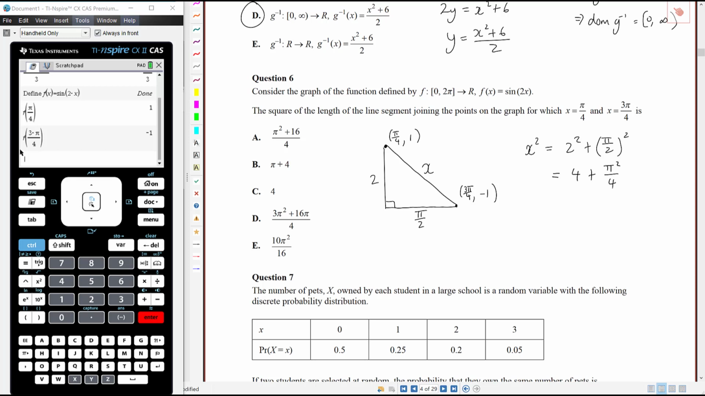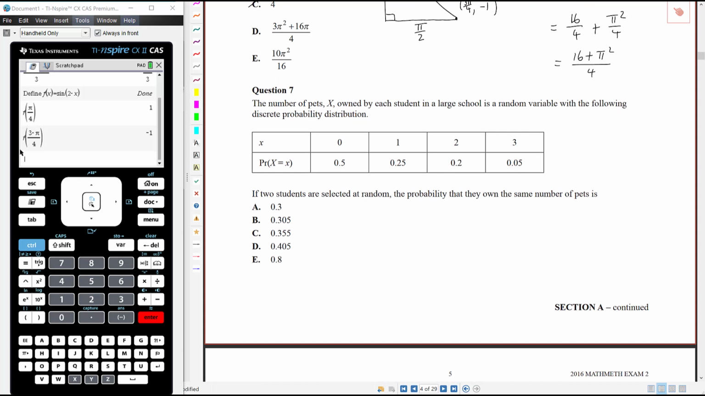pi squared on 4. Now we want the square of the length, so that is x squared. As I said, the square of the length is going to be x squared. And so we now want to get this to look like any of the options here. If it's not going to be B or C, if I get a common denominator, I doubt it's going to be E. Common denominator here is 4, so this is 16 on 4 plus pi squared on 4. And so it is (16 plus pi squared) on 4, which is option A.